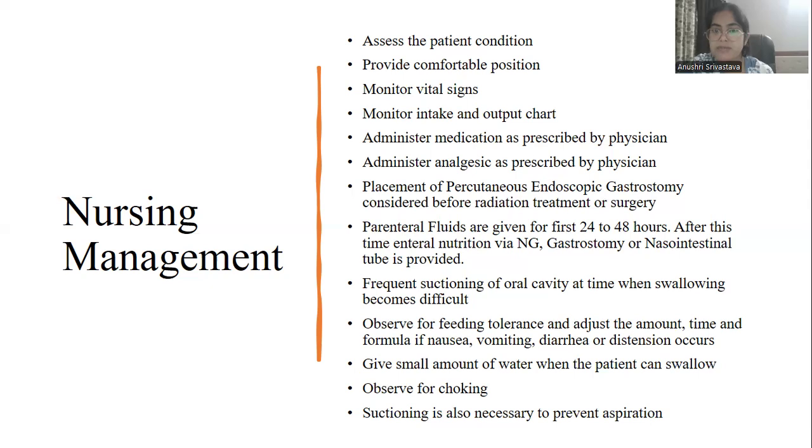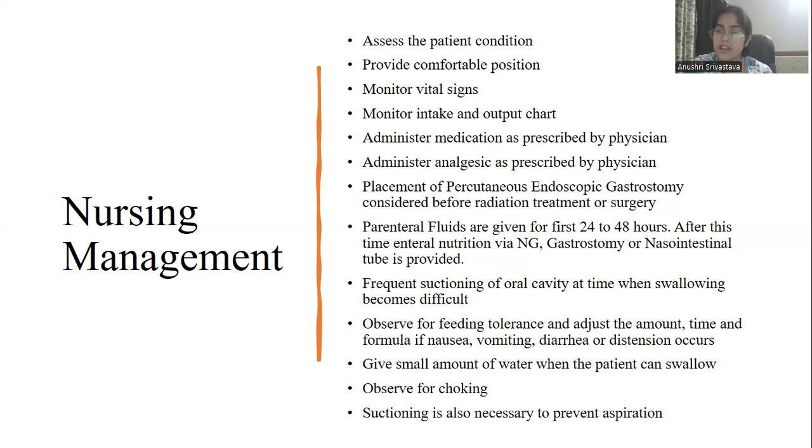We can also consider placement of a percutaneous endoscopic gastrostomy before radiation treatment or surgery. If the person is getting a percutaneous endoscopic gastrostomy before radiation therapy, then we will also provide care for that. Parenteral fluids are given for the first 24 to 48 hours. We have to give parenteral fluids for the first 24 to 48 hours. After this time, enteral nutrition via NG, gastrostomy or nasointestinal tube is provided.